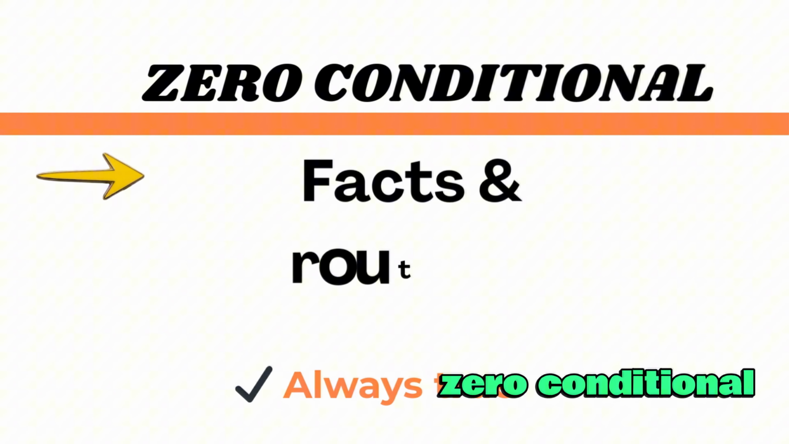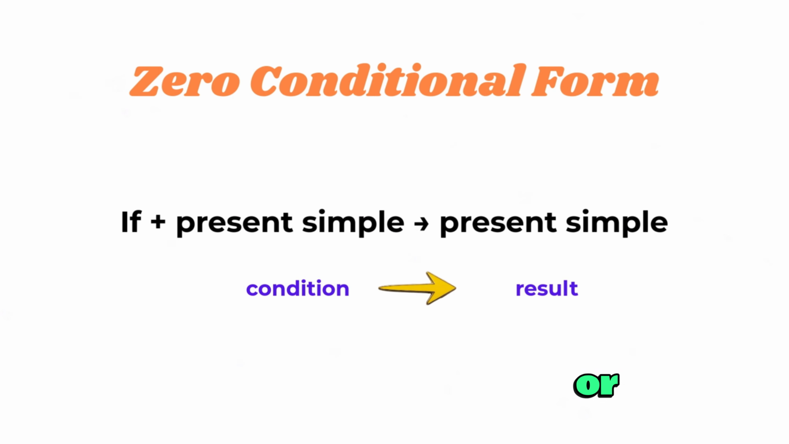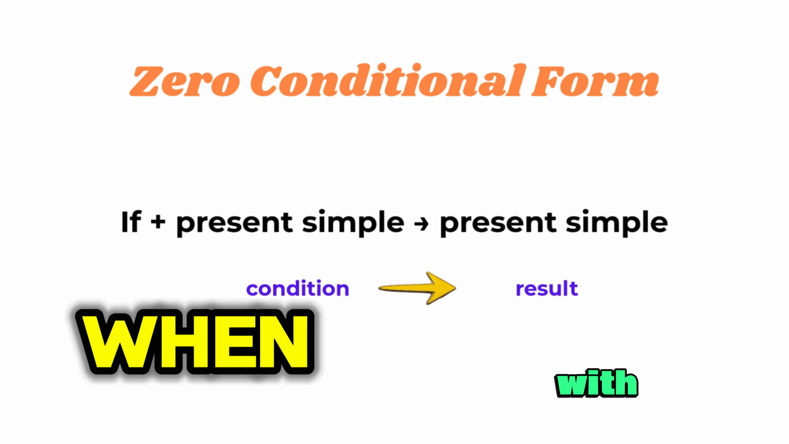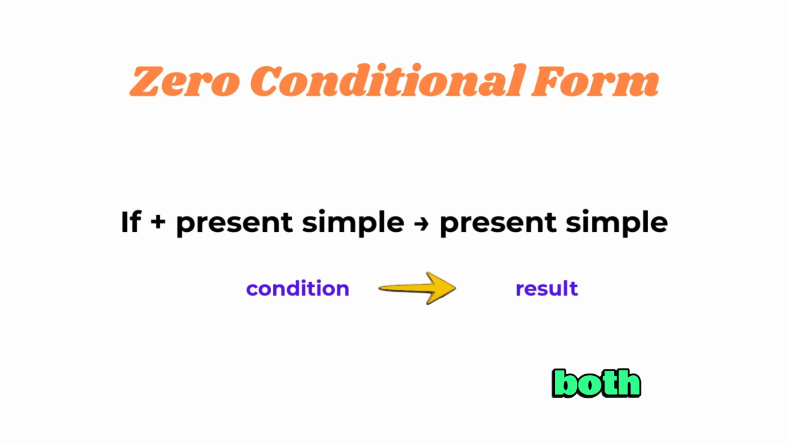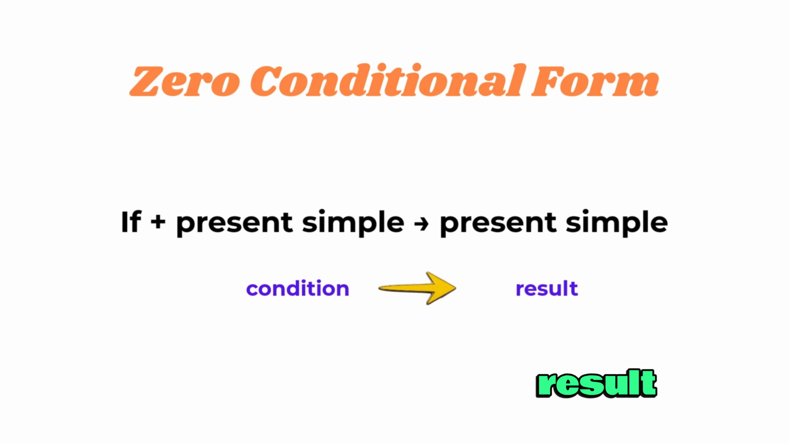We use the zero conditional for situations that are always true, like facts, rules, or habits. This is the structure of the zero conditional. It usually starts with if, but sometimes it starts with when. Note that both parts of the sentence, the condition and the result, use the present simple tense because the result always happens.